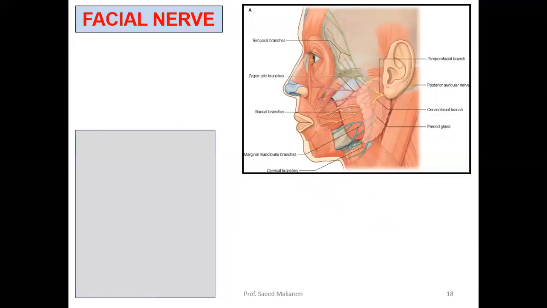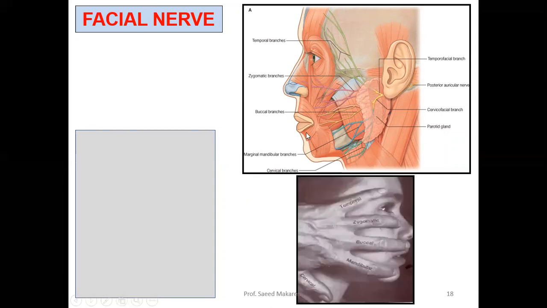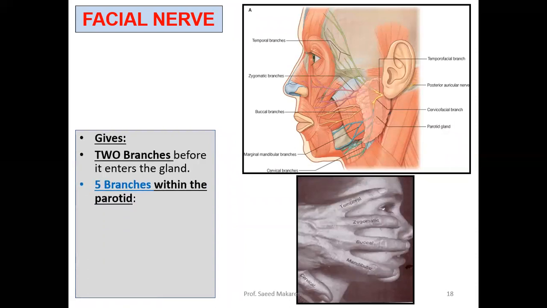So we should be very careful when cutting the parotid gland, if there is any tumor or something like that. Now you can see here, this is the facial nerve. It gives 5 branches and supplies the muscles of the face. These are the 5 branches: temporal, zygomatic, buccal, mandibular, as well as cervical. Two branches arise before its entry into the gland. If you can see here, before it enters, it gives 2 branches.